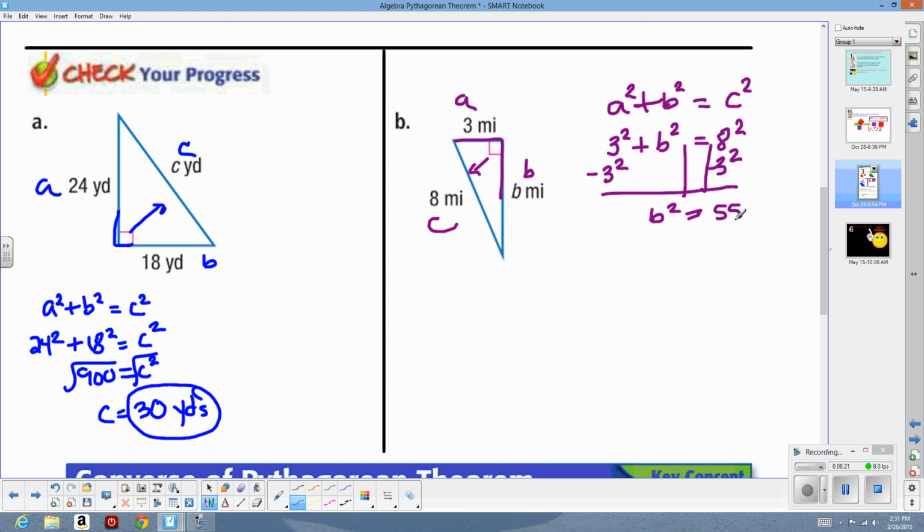And then you undo this b squared by taking the square root. Square root of b squared is b. Square root of 55, that's going to be about 7.4 miles.